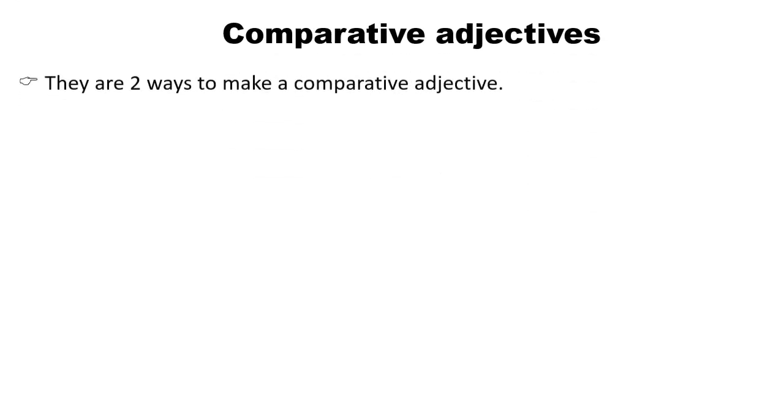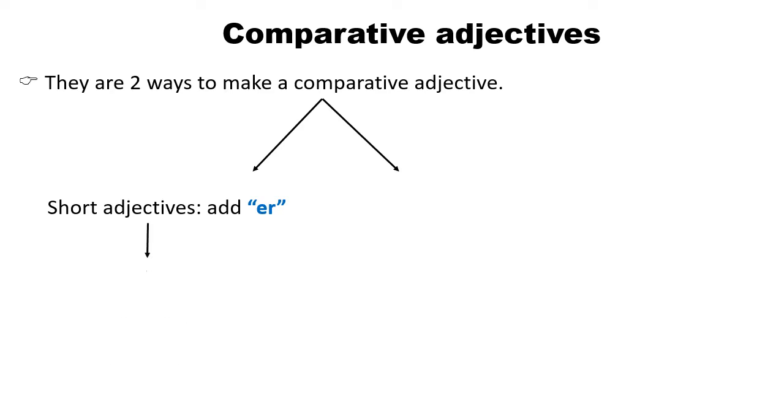So here there are two ways to make a comparative adjective. The first way is with short adjectives. We add er with short adjectives like this: tall, taller; short, shorter; cute, cuter; fierce, fiercer. So, by the way, tall is the opposite of short and cute is the opposite of fierce.